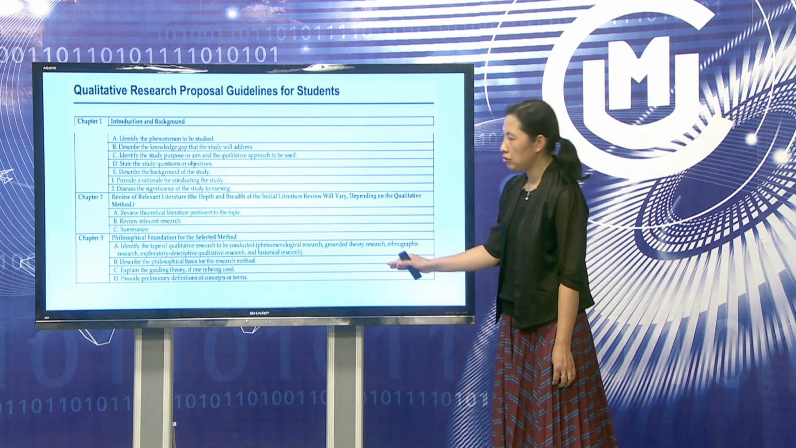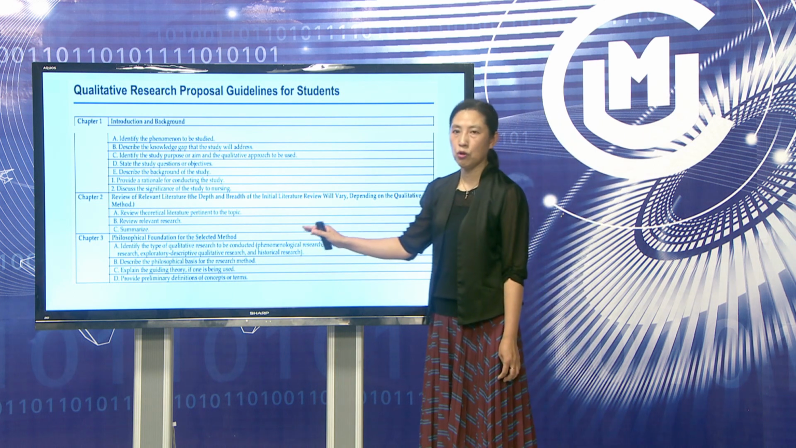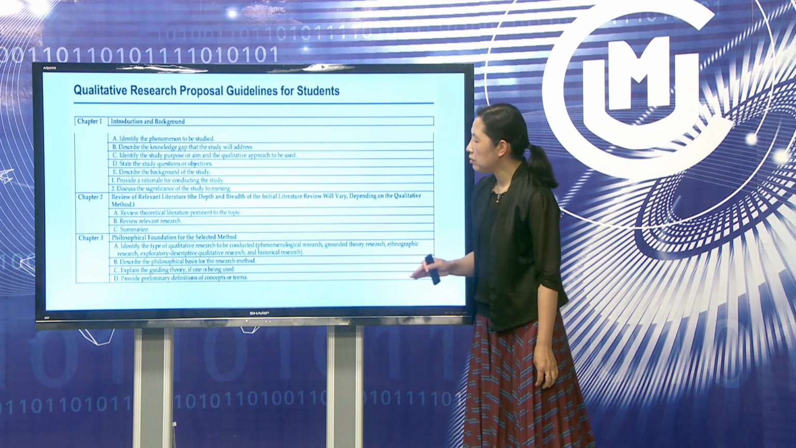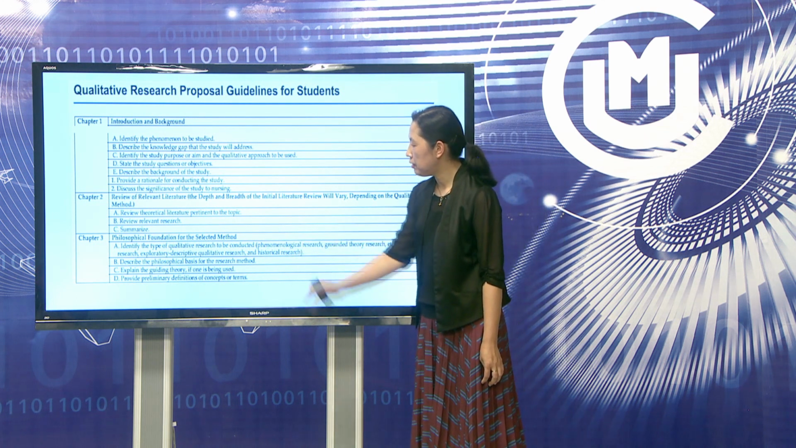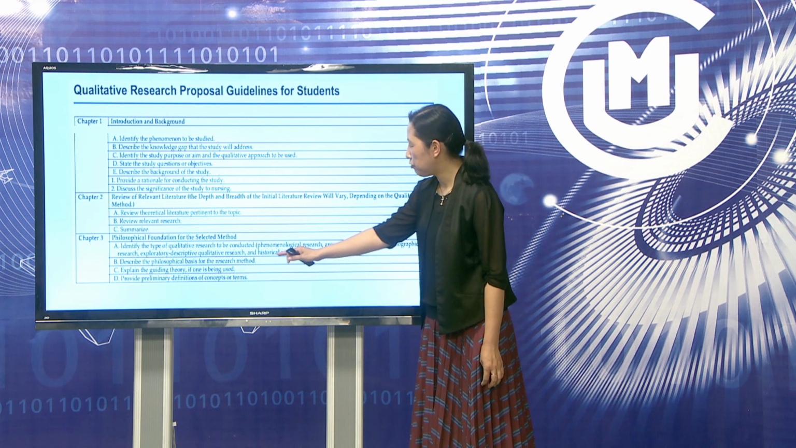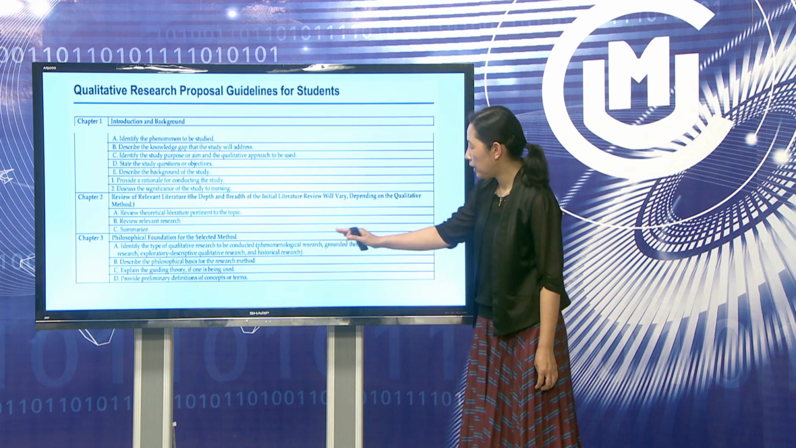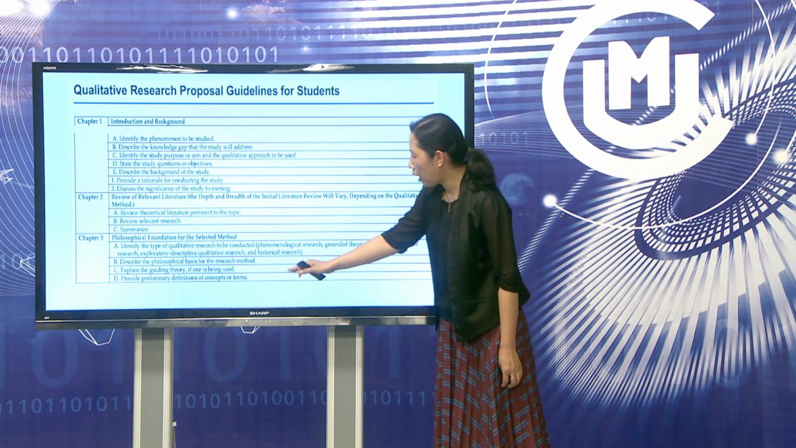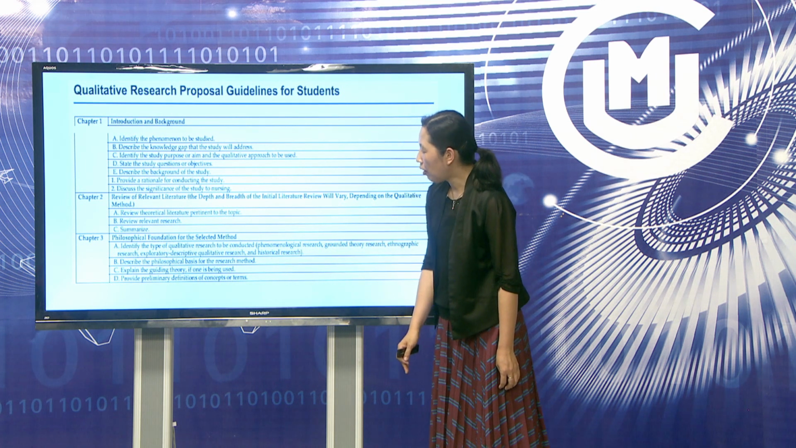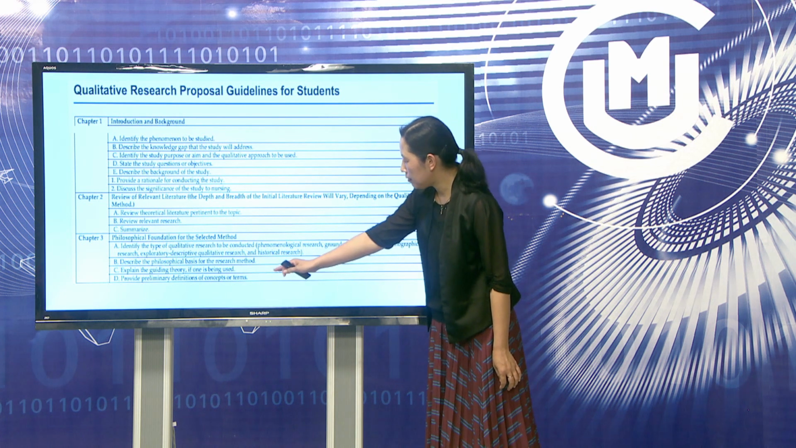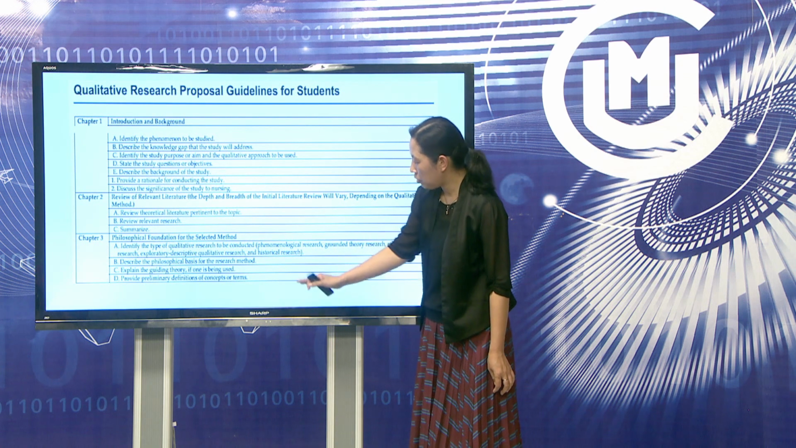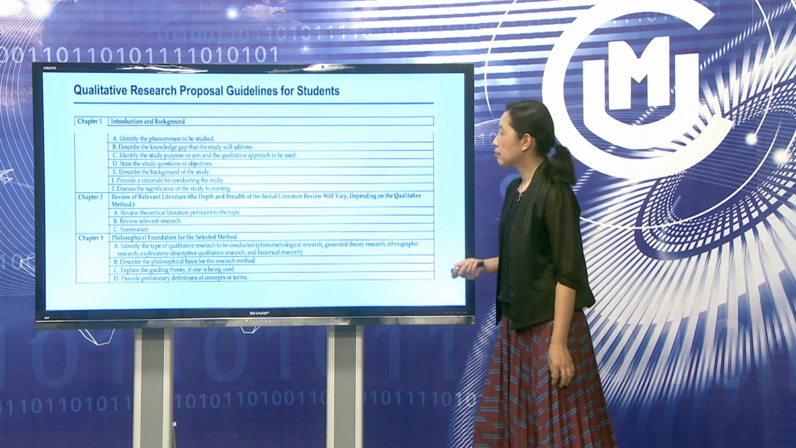And then chapter 3 is a special part for the qualitative research proposal. You need to write down what the philosophical foundation is for the selected method. And you may identify the type of qualitative research to be conducted. And you describe the philosophical basis for the research method. Or you explain the guiding theory if one is being used, or provide preliminary definitions.